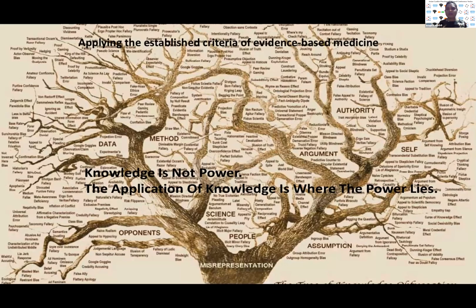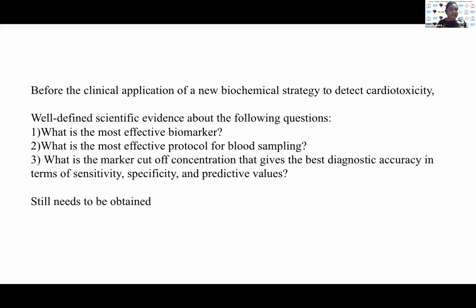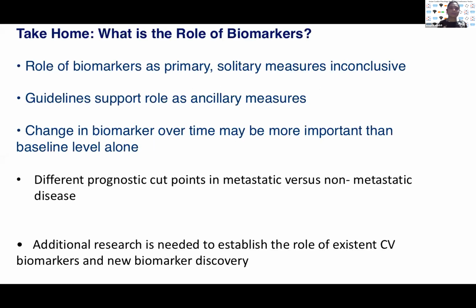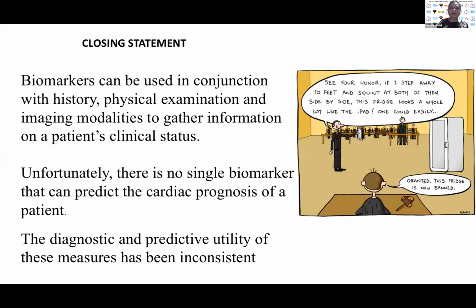Applying the established criteria of evidence-based medicine, well-defined scientific evidence about the following questions: most effective biomarker, most effective protocol for blood sampling, marker cutoff concentration that gives the best diagnostic accuracy in terms of sensitivity, specificity, and predictive value still needs to be obtained. Role of biomarker as a primary solitary measure is inconclusive. Guidelines support role as ancillary measure. Change in biomarker over time may be more important than baseline level alone. Different prognostic cutoff in metastatic versus non-metastatic disease. Additional research is needed to establish the role of consistent cardiovascular biomarkers and new biomarker discovery.